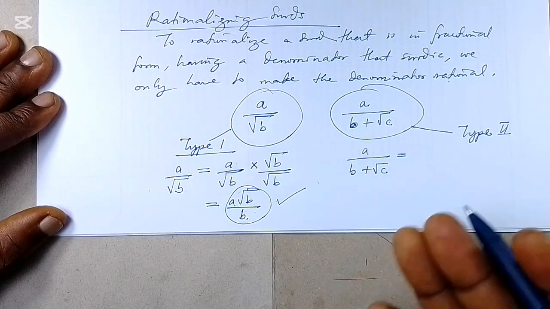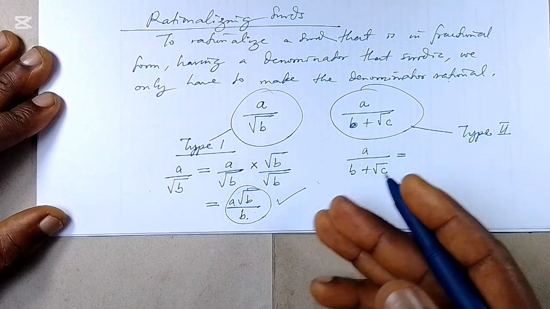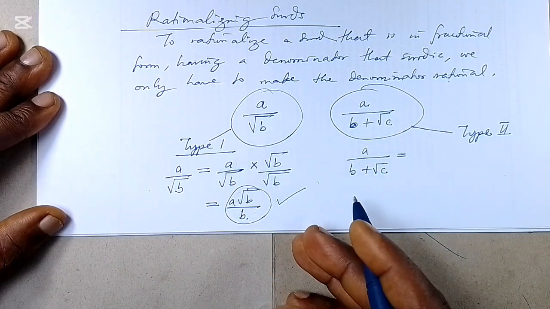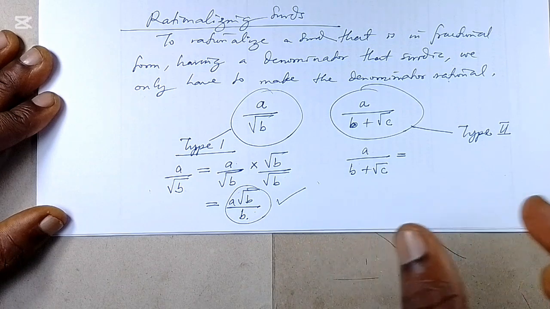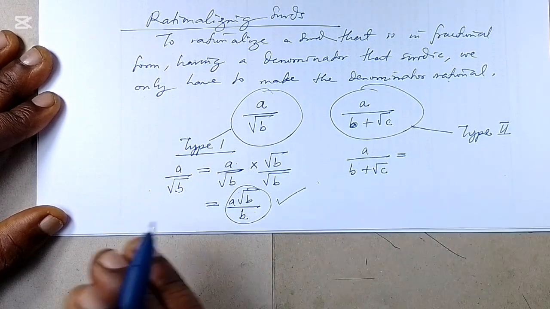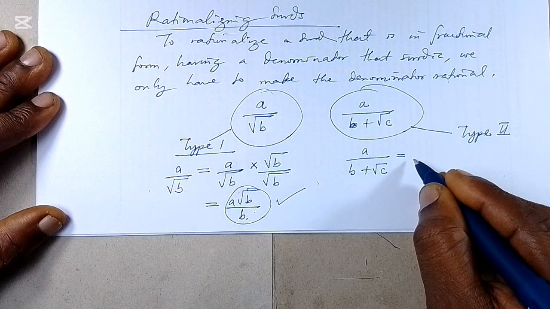So remember, in my previous class I took you through conjugates of surds, and I told you that to form the conjugate of a surd simply means to change the sign. And why is that so? The conjugate of a surd is that surd that will multiply the original surd to give you a rational number. So please check the link in the description to that video, and it will explain more about conjugates of a surd. Now, how do we rationalize this surd?